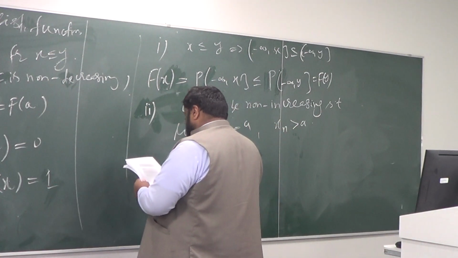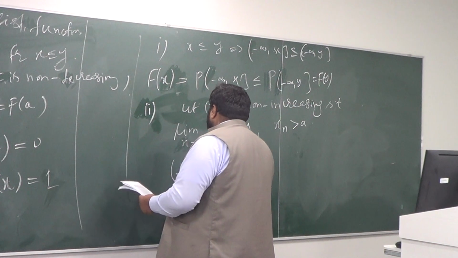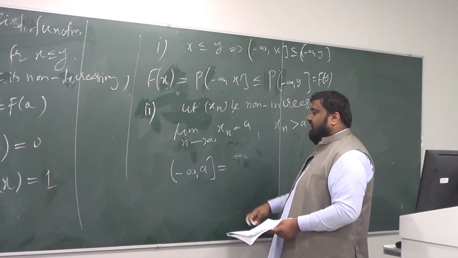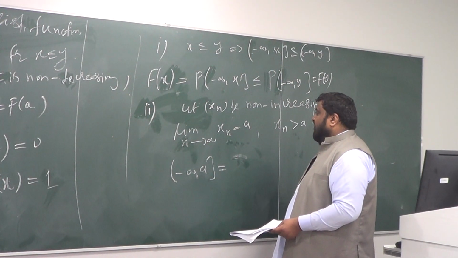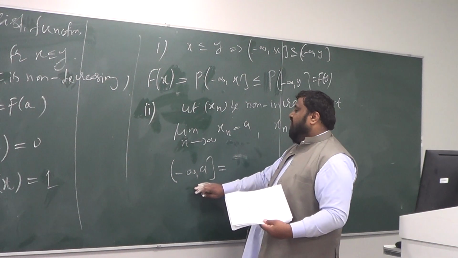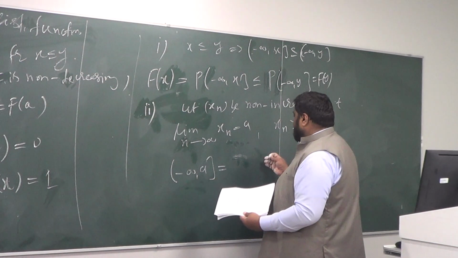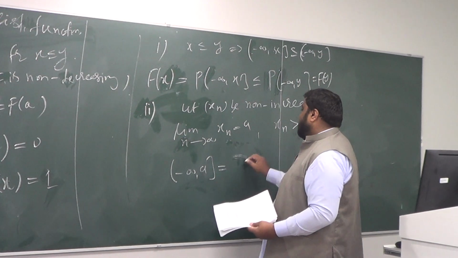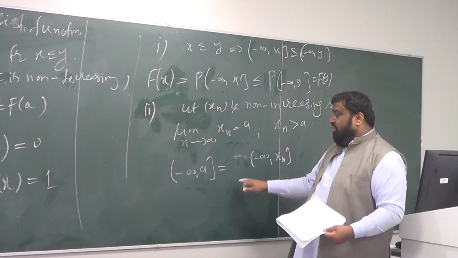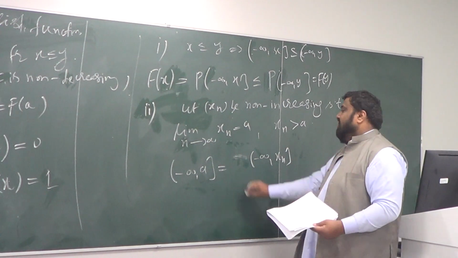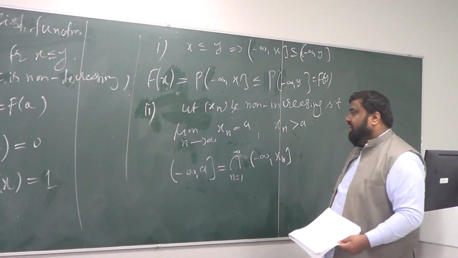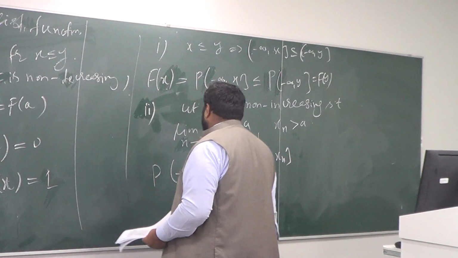Then this interval minus infinity to a can be written as, how can I write it? What would be the relationship between the interval minus infinity to a and the sequence of intervals which I formulate through this xn? Would that be union, intersection, or what? Intersection. It must be intersection over n from 1 to infinity. Right, and then let's compute the probability.